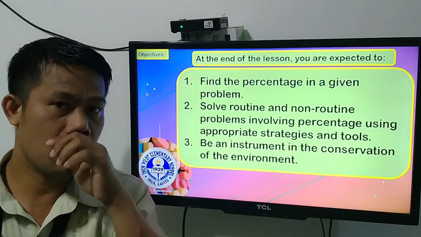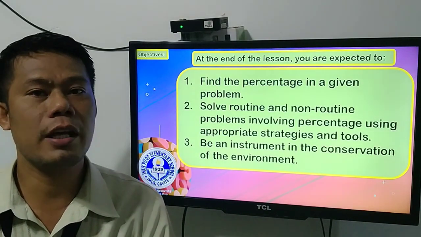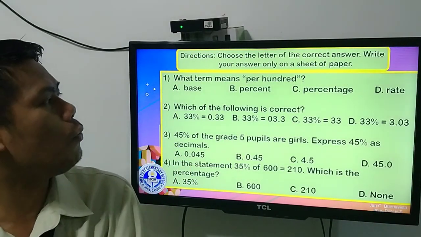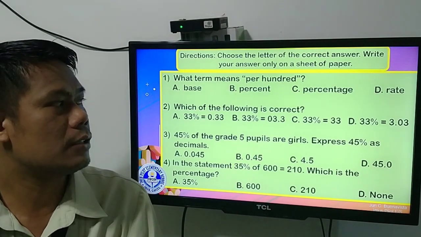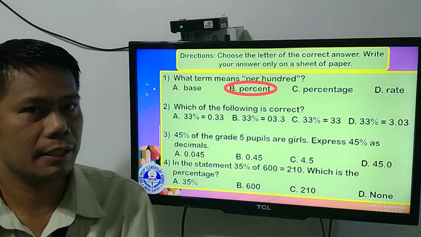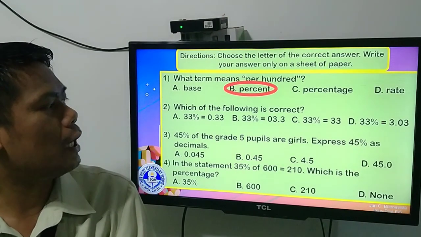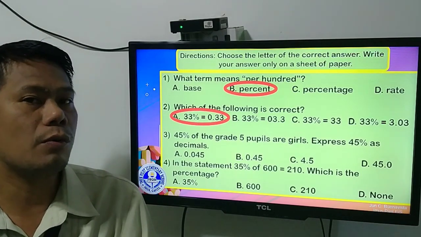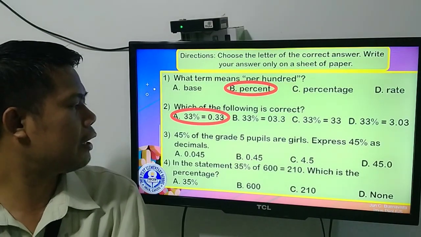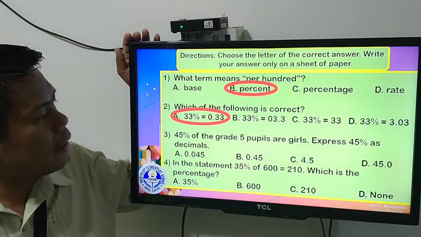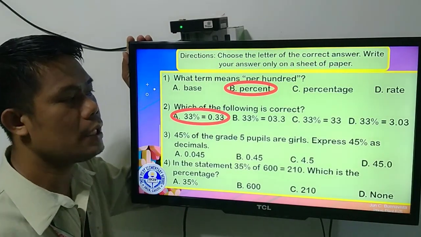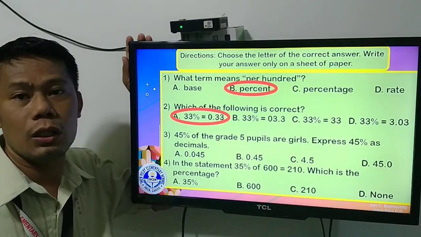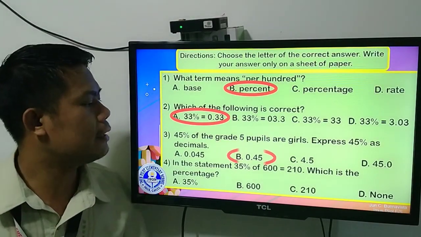Okay, so before we go on to our lesson, we're going to check your assessment from last week. So this is your assessment. For number 1, what term means per hundred? The answer is percent. Letter B. Second one, which of the following is correct? We have letter A. 33% is also equal to 33 hundredths. For number 3, 45% of the grade 5 pupils are girls. Express 45% as a decimal. So we move the decimal point from here, 1, 2, so it becomes 45 hundredths. So the answer is letter B.